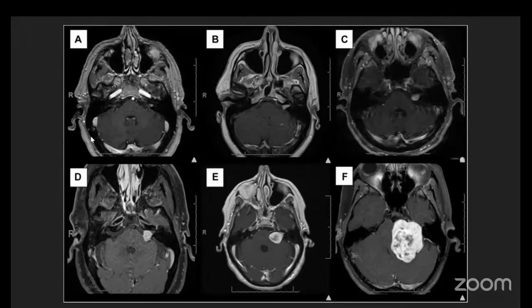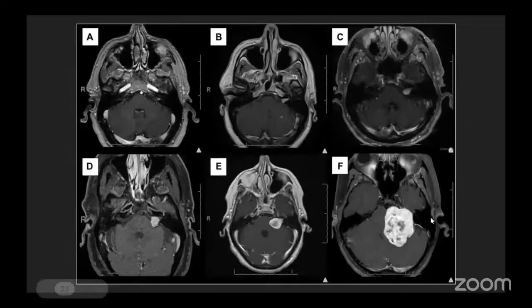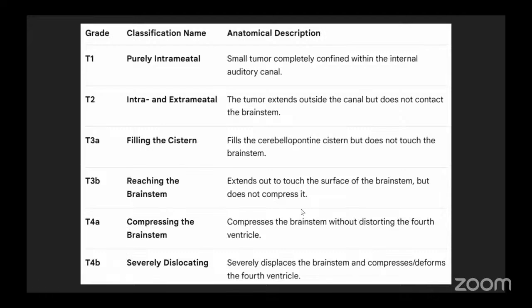Apart from that, let me go back. T3A is when it starts filling the cistern, and T3B is when it starts reaching the brainstem. T1 is purely intrameatal, T2 is intra and extrameatal, T3A is when it fills the cistern, T3B is when it reaches the brainstem, T4A is when it compresses, T4B is when it severely dislocates or displaces, whichever terminology you want to use. Some radiologists might argue that this is also displacing the brainstem, but then again, it is to each radiologist. Apart from this Hannover grading, there is another grading.